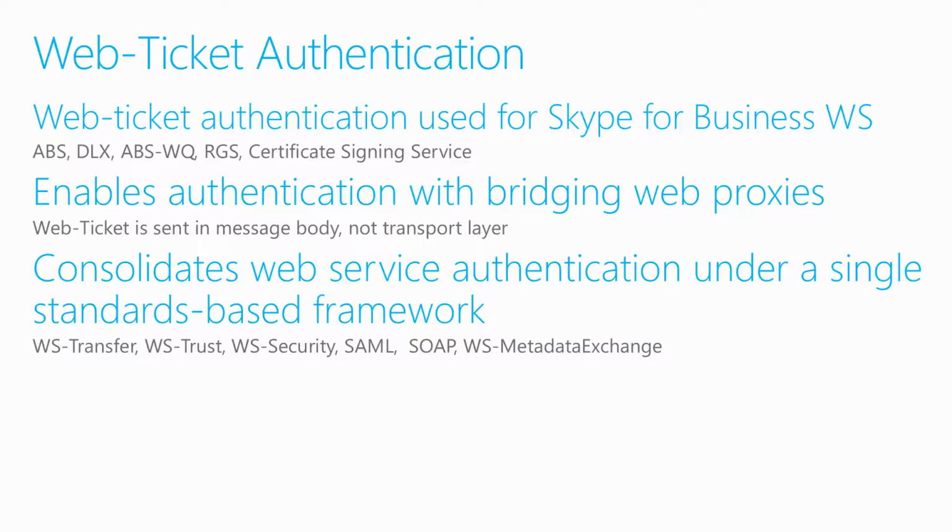This web ticket also enables authentication with bridging web proxies. And the idea here is that the web ticket is sent in a message body, but not in the transport layer. And what that means is an SSL connection is created to a web proxy. The web proxy, as web proxies do, breaks this SSL connection and creates a new one. So it's not the same session anymore. But because this web ticket is inside the message body, it's the content of the message, it will flow over this bridge, and the users will be able to authenticate.